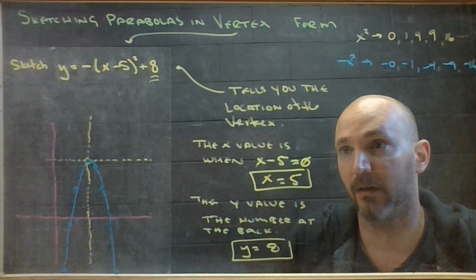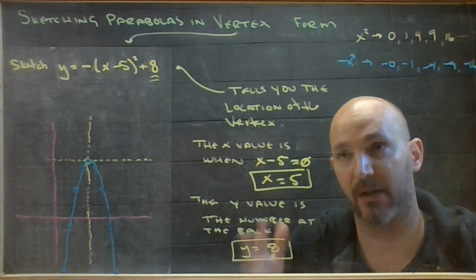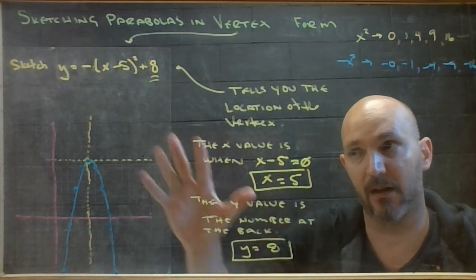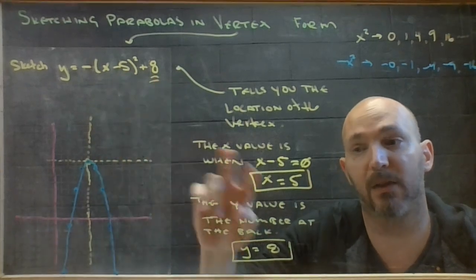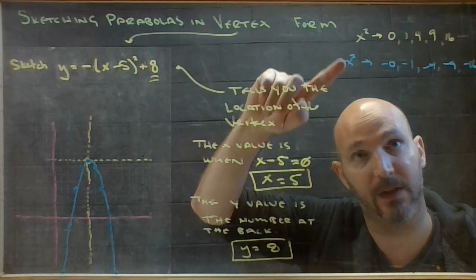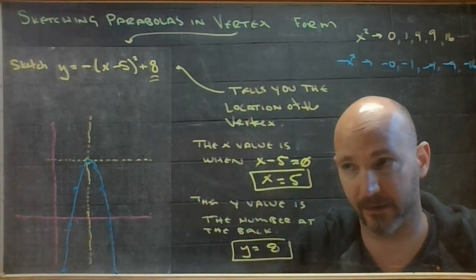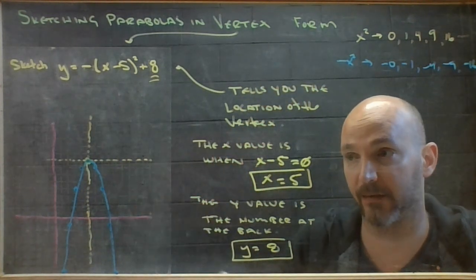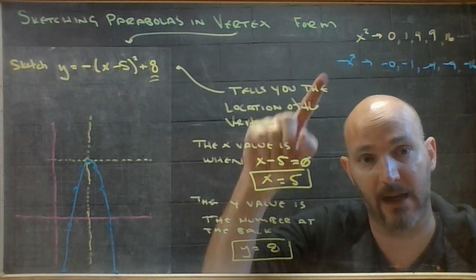So hopefully at this point you've sort of pieced together that all we're doing is reading the location of the vertex from this equation and then mapping the same pattern onto it every time, over and over and over again. Because that's really all we're doing. Find the vertex and then add those numbers to it.